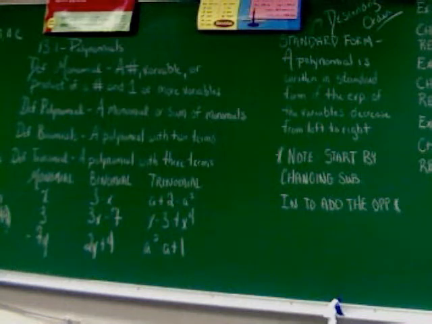Binomial: a polynomial with 2 terms. And a trinomial is a polynomial with 3 terms.